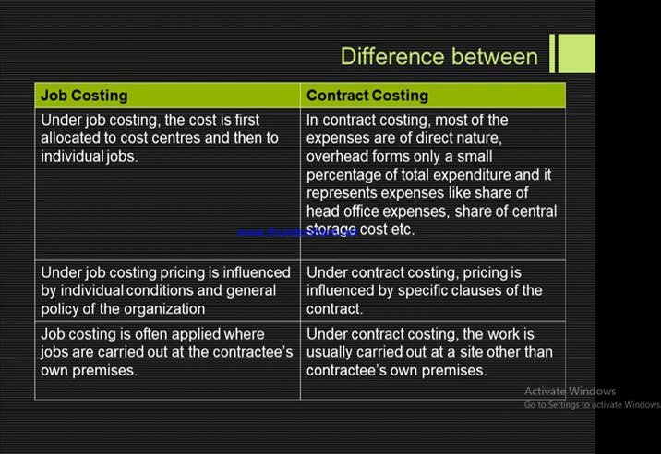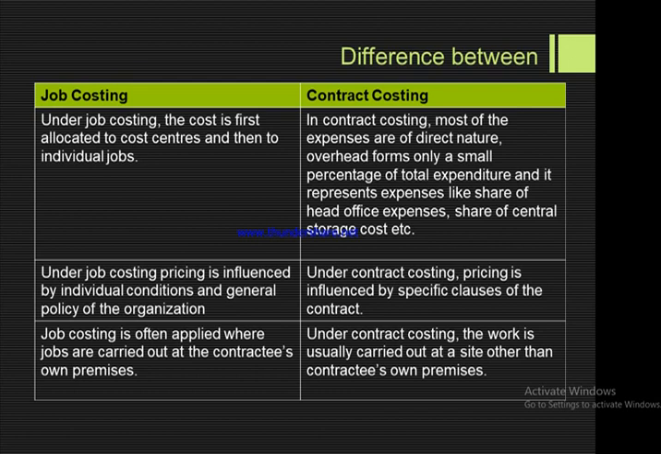Whereas in case of contract costing, most of the expenses are of a direct nature, and hence the overheads form only a small percentage of total expenditure, because the contract works are going to be done in the customer premises. The contractor is going to do the job not in his own factory unit, but separately, in a particular location where he is supposed to take all the resources and then do the work.